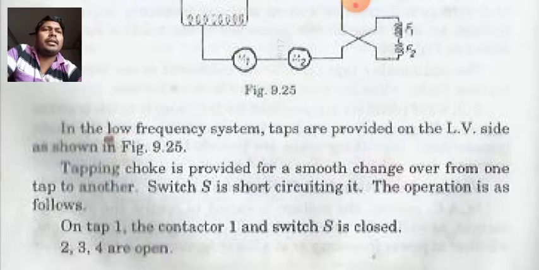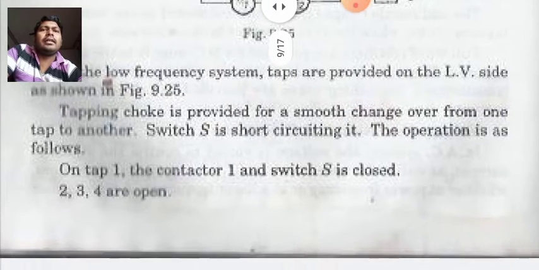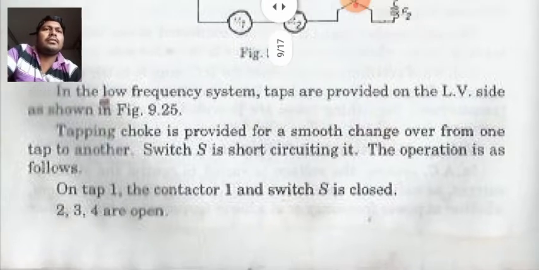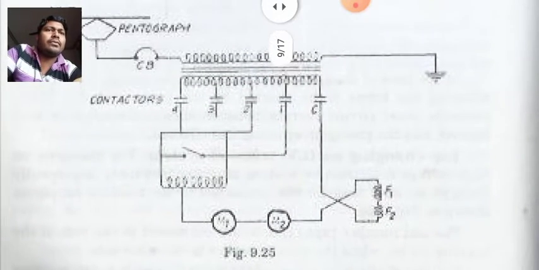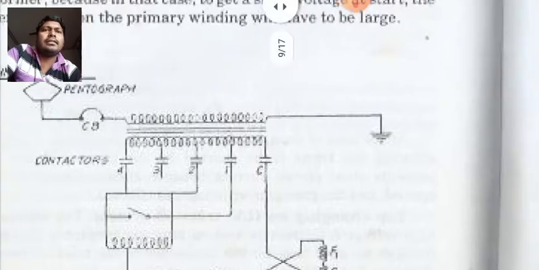A tapping choke is provided for a smooth changeover from one tap to another. On tap 1, contactor 1 and switch S are closed. Contactors 2, 3, 4 are open. Now these 2, 3 and 4 are open when 1 is closed.